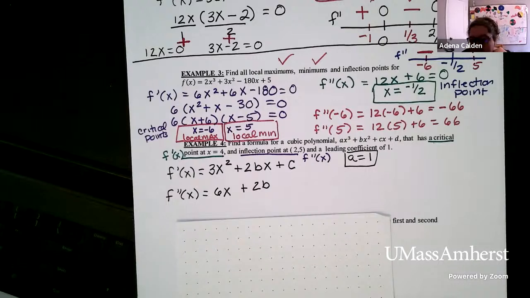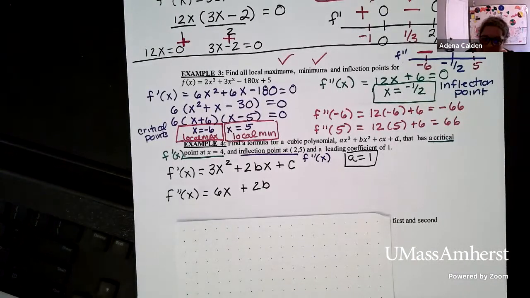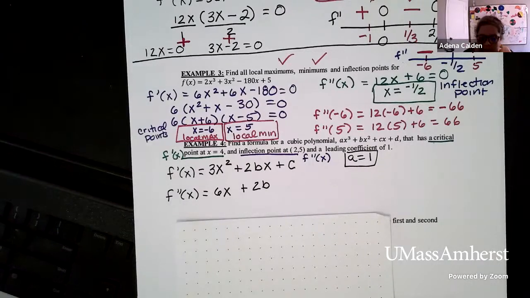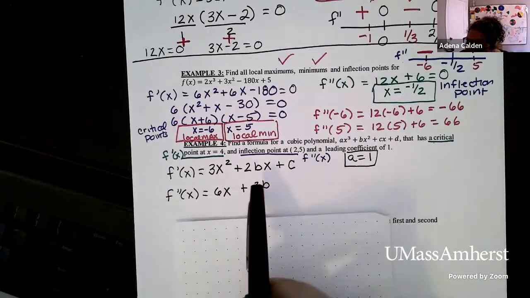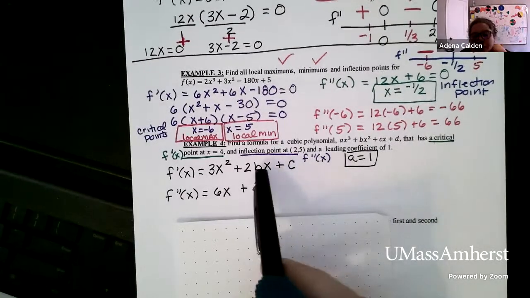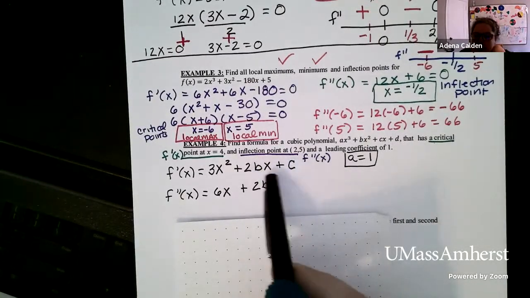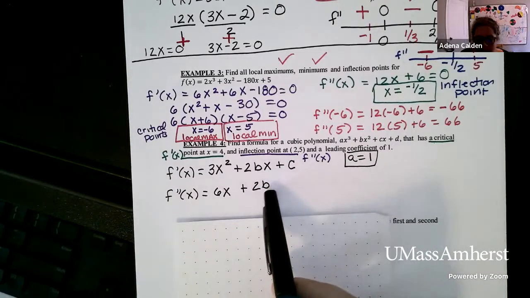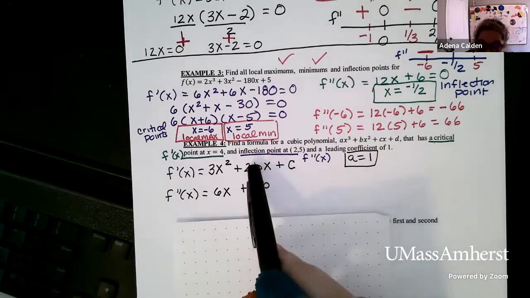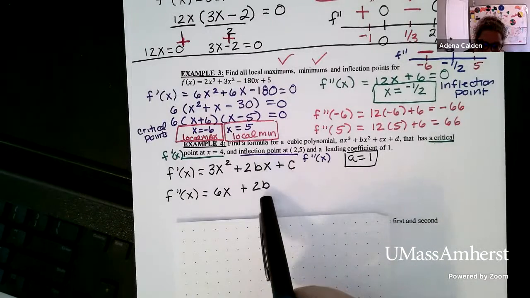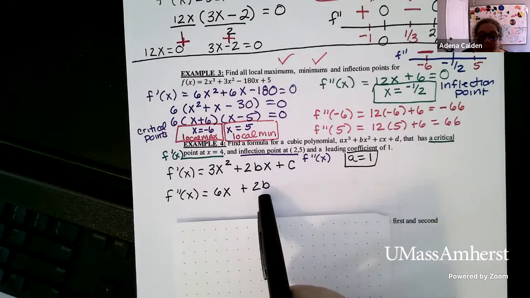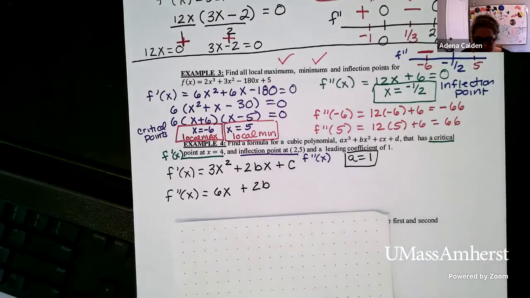Well, if I know I have an inflection point, then if I were to plug the x value of the inflection point into the second derivative, that would make the second derivative equal to 0. What I notice, however, is that the first derivative has 2 unknowns, and the second derivative only has 1 unknown. And that unknown is also part of the first derivative. So I'm going to actually start with the inflection point information and then work my way back.